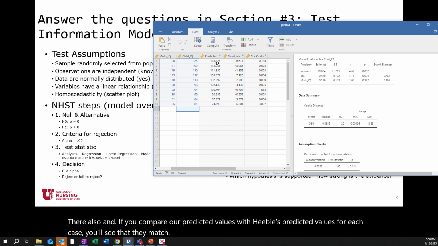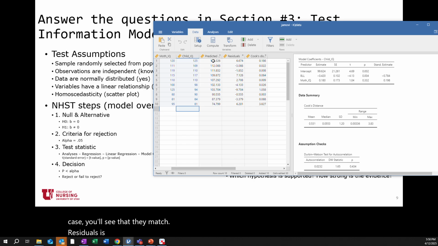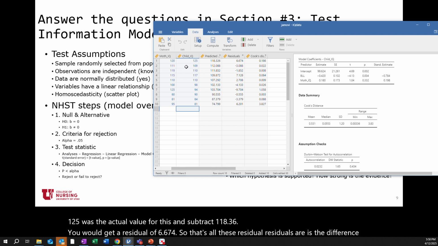Residuals is taking the predicted value and finding the difference between the predicted and the actual value. So if you took 125, which was the actual value for this, and subtract 118.36, you would get a residual of 6.674. So that's all these residuals are, the difference between predicted and actual.